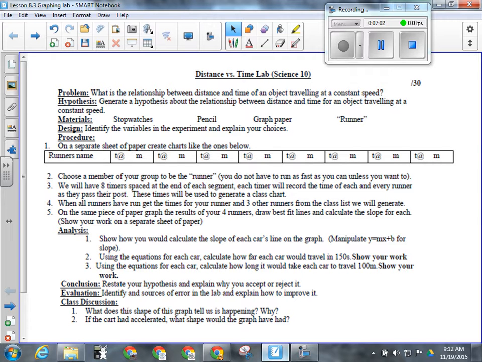For our hypothesis, it's got to be an if-then statement. In the if part, you should talk about what happens when an object travels at a constant speed. So if an object travels at a constant speed, tell me what happens to the distance and the time. As time goes up, what does distance do? That's what the if part needs to talk about. So you'd start out with, if an object is traveling at a constant speed, and tell me what goes on.